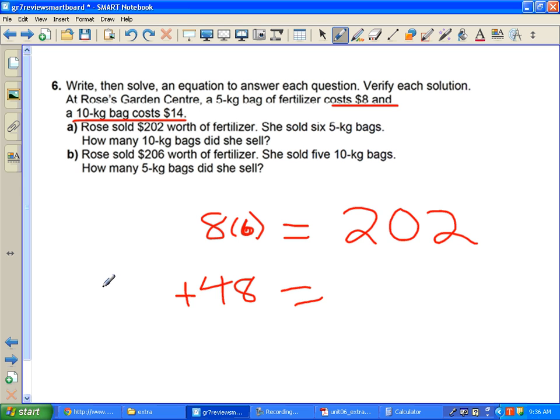So I'm going to put down B for the bags of 10 kilogram, and we know that each one of those costs $14. So if we have one bag, it's going to be 1 times 14. If we have 2 bags, it'll be 2 times 14. So now we have our equation. We know what changes, and that is the bags of 10-kilogram bags. And we know what stays the same. We already have been given the constant that we've sold that much in 5-kilogram bags.